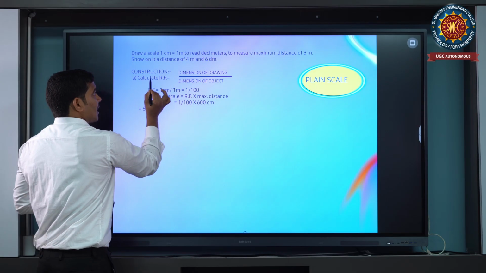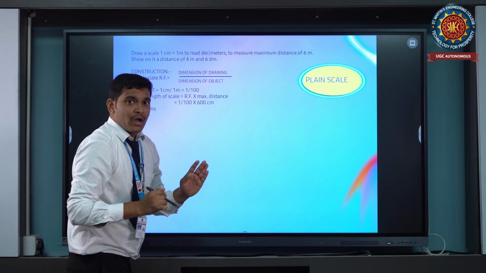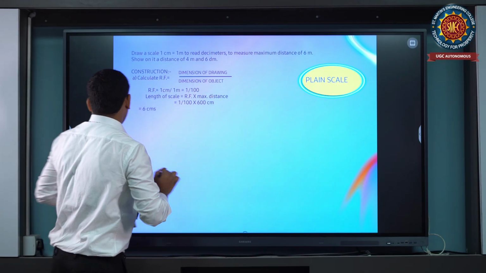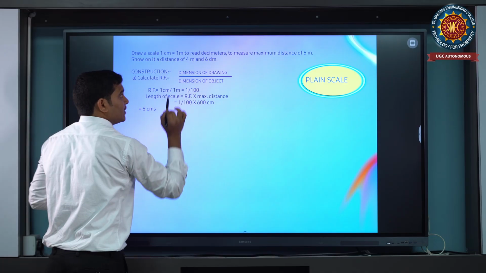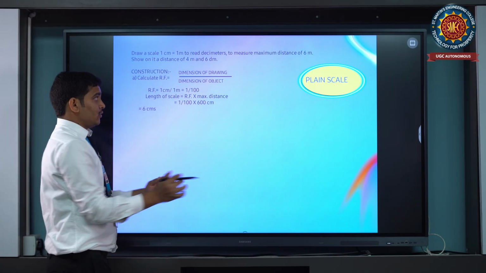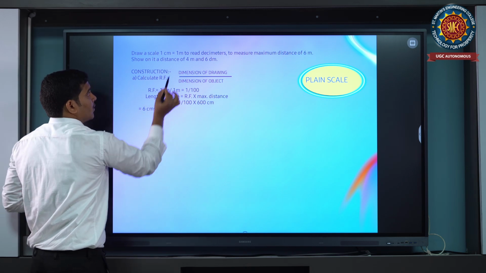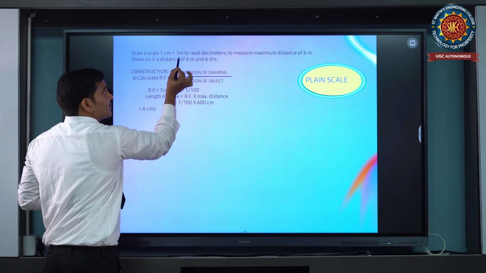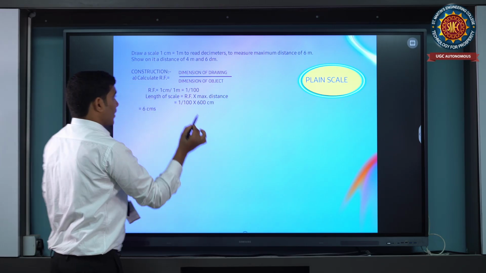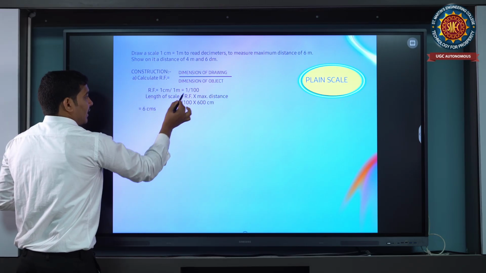First, construct the RF. RF is equal to the dimensions of the drawing divided by the dimensions of the object, the original length. We are finding the RF, where 1 centimeter is representing 1 meter.